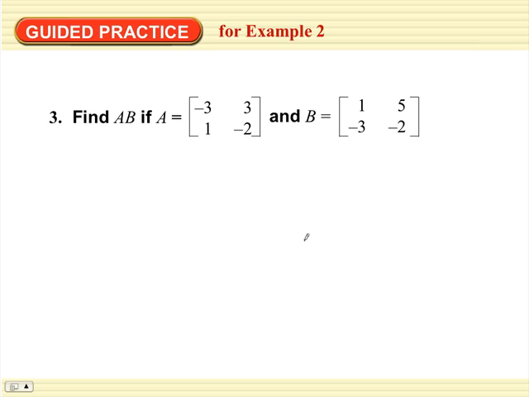Alright, the answer is, I'll just put it up here. If you got it good, negative 12, negative 21, 7, and 9. If you got it good. If not, come see me. Alright? Give you some help.